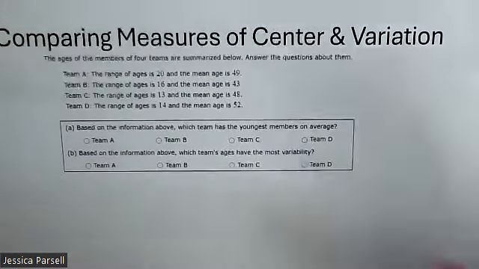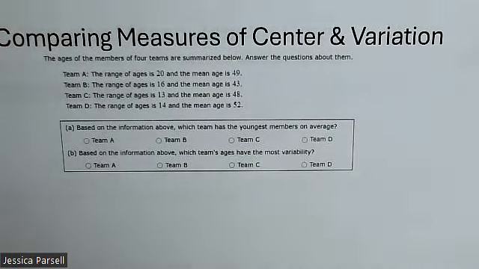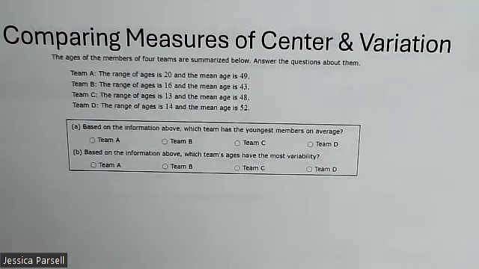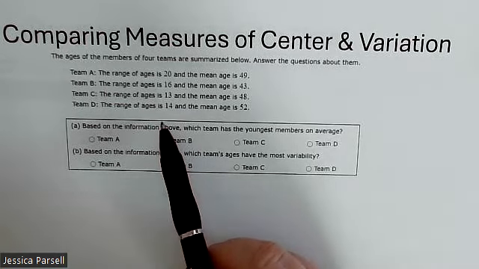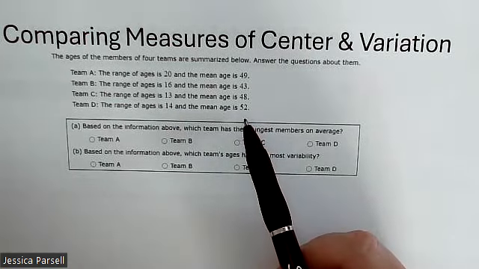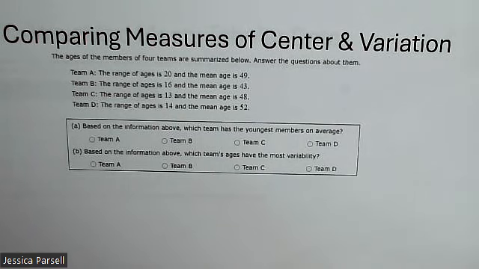Okay, here's another one that may seem not so tricky, but it tends to throw people off. So let's make sure it doesn't get you. Comparing the measures of center and variation. We have 4 teams, and it looks like it gives the ranges of ages and the average age of these people, I guess, on these teams. Maybe they're soccer teams. Okay, 2 questions.